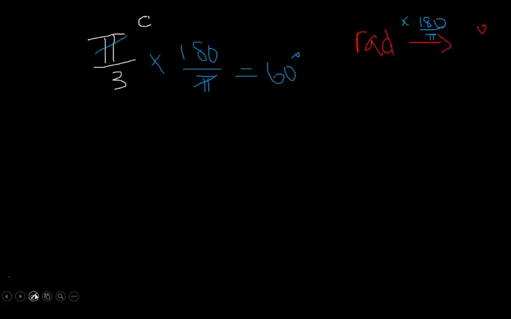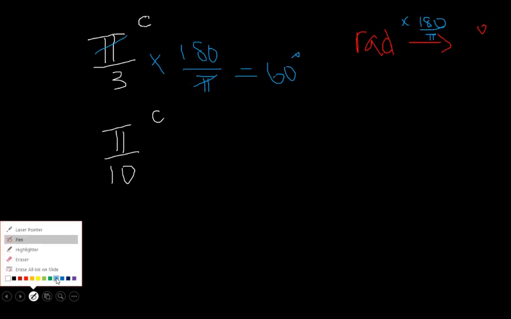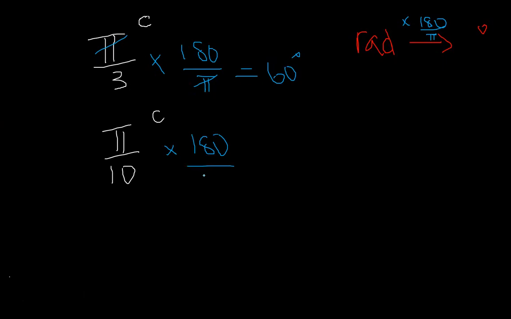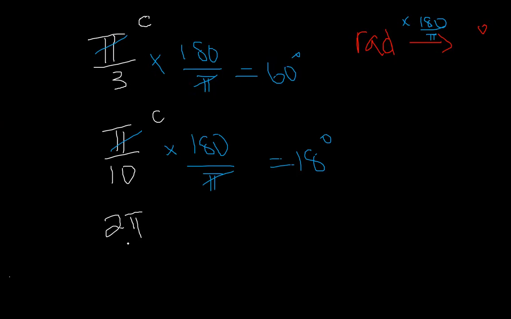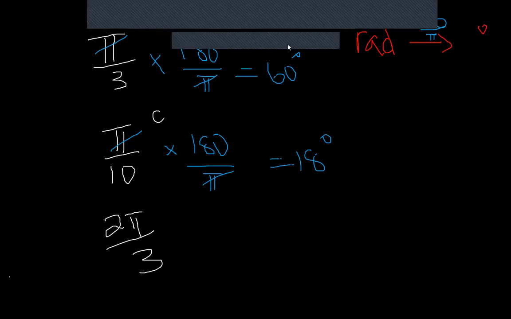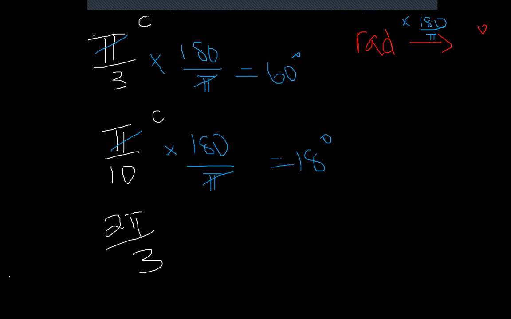Next one. They gave me pi on 10 radians. What answer? Anybody? 18 degrees. 18 degrees. Good job. Okay, we're on a roll. Next one. Can anybody tell me what answer they got? 60 pi degrees. Are you sure, miss? I got 120 degrees. Because think about it. If pi on 3 is 60, then what's 2 pi on 3?